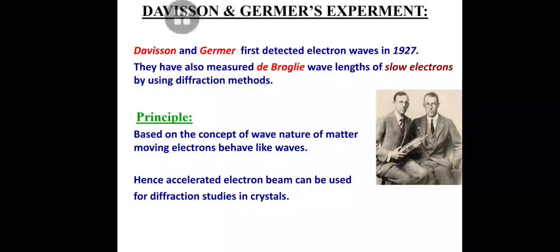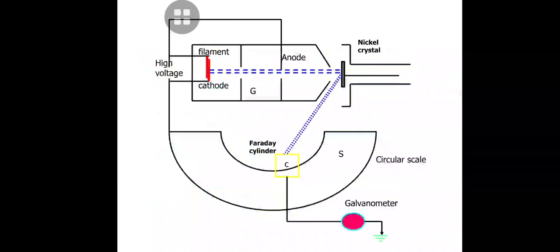Principle of Davisson and Germer's experiment: based on the concept of the wave nature of matter, moving electrons behave like waves. Hence, an accelerated electron beam can be used for diffraction studies in crystals. This is the experimental setup of Davisson and Germer's experiment.